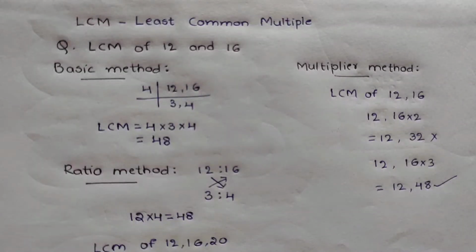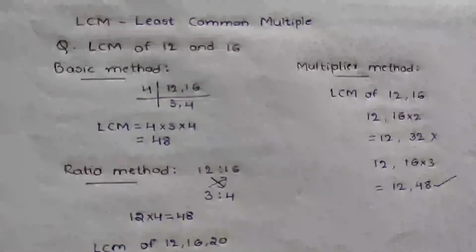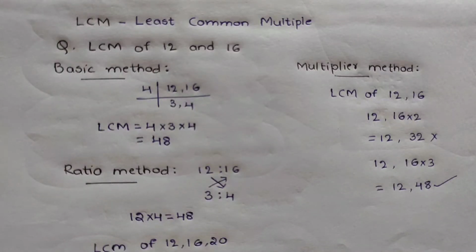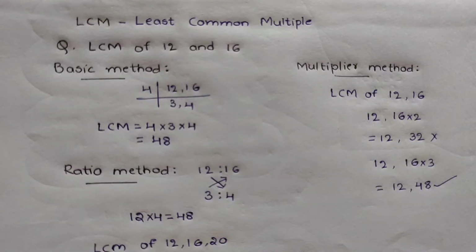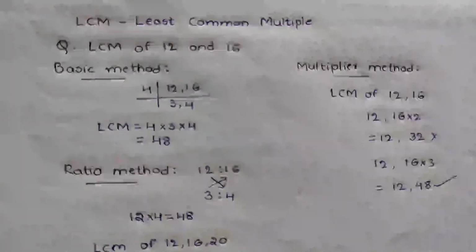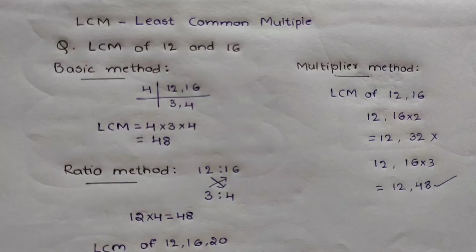So to find the LCM of 12 and 16 using the basic method, we take 12 and 16 in this division method, and both can be divided by 4. So 4 3s are 12, 4 4s are 16. Now if you multiply 4 into 3 into 4, you get the LCM of 12 and 16, that is 4 3s are 12, 12 4s are 48. So 48 is the LCM of 12 and 16. Here we have got the LCM using the basic method.